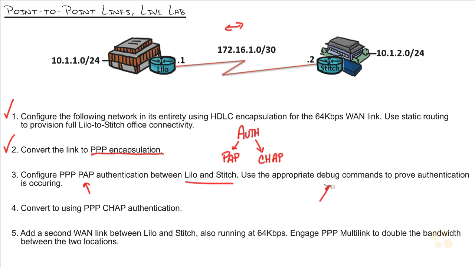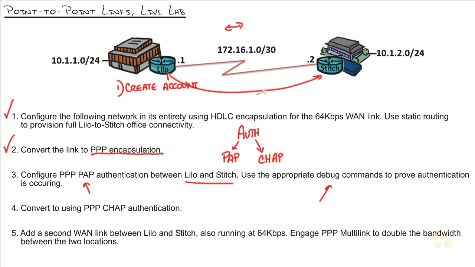All right, so here's the basics of what we're going to be doing. We need to authenticate Lilo to Stitch and Stitch to Lilo to make sure they're authorized to connect over that WAN connection. There's really 3-ish major steps that we're going to do. The first is to create the account. And it's exactly what it sounds like. It's a username and password.